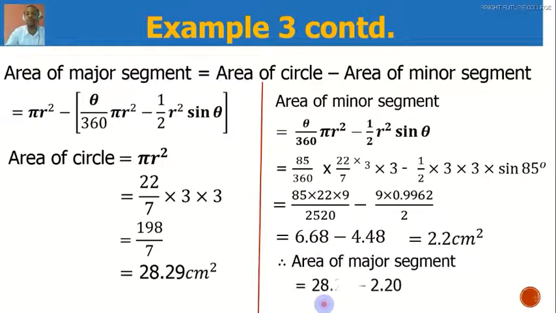And that gives us 26.09 cm square. You can always go back to study it where you don't understand, go through it again, and you get better understanding.